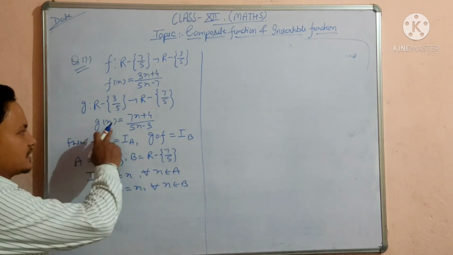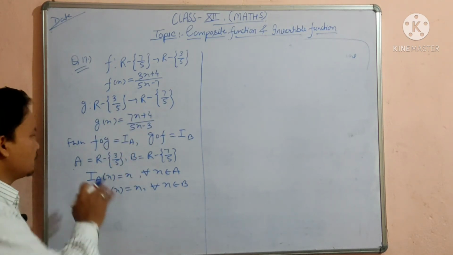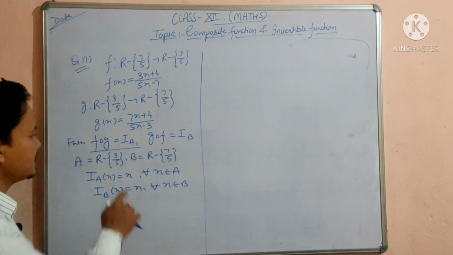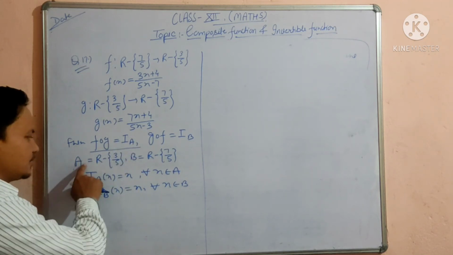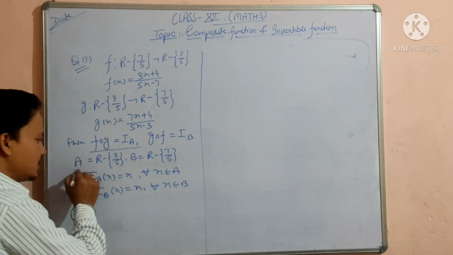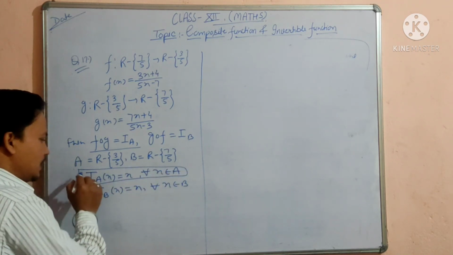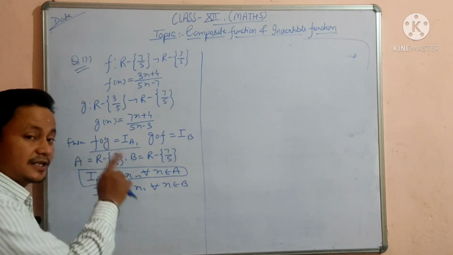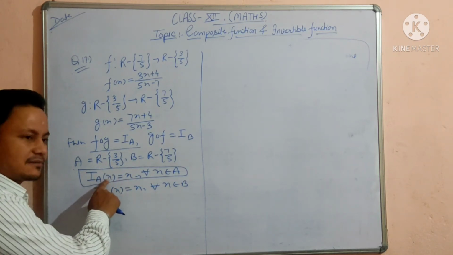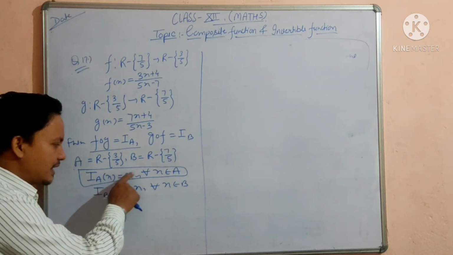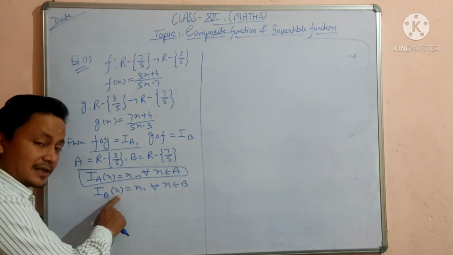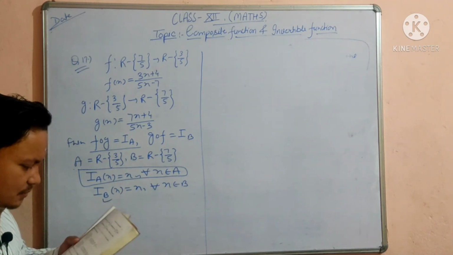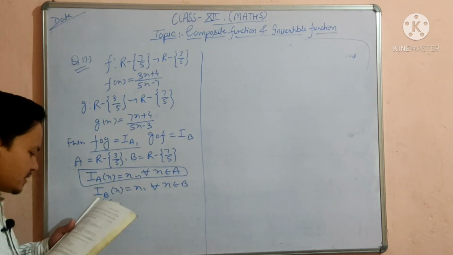And g(x) is given as 7x plus 4 upon 5x minus 3. Now what do we have to show? We have to show that FOG will be equal to IA. What is IA? IA means the identity of A. A is your domain R minus 3 upon 5, and it is clearly mentioned here: IA x is equal to x. The identity of element x becomes x, and in the second case also the identity of x becomes x. IA is equal to IA x and IB is equal to IB x, called identity functions on sets A and B.